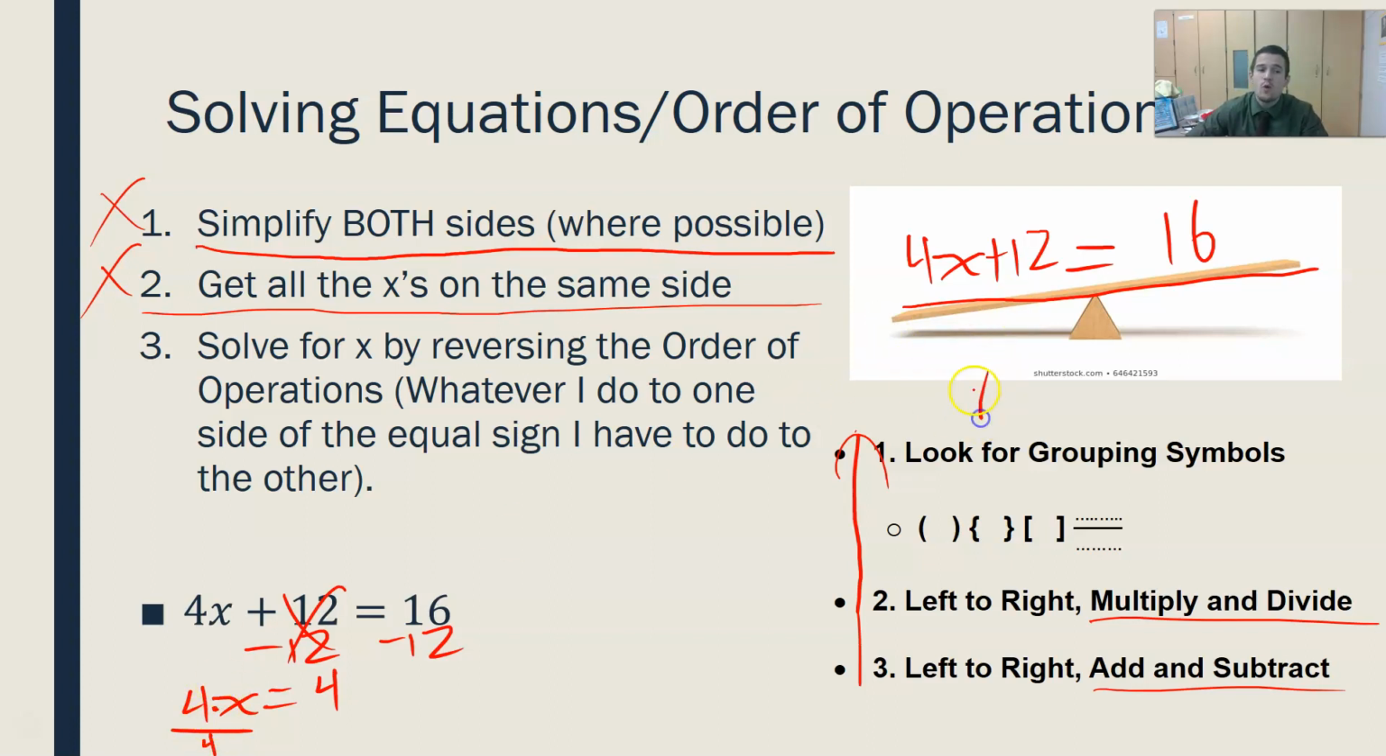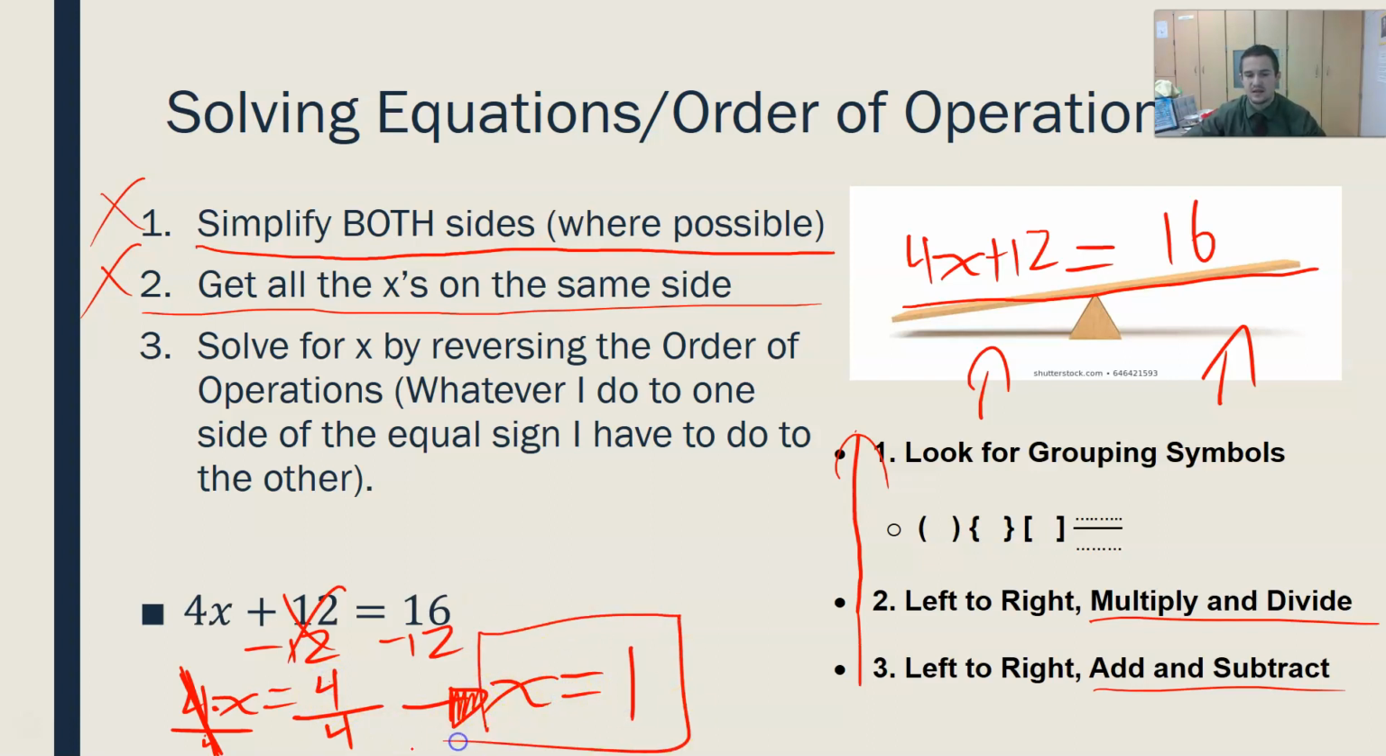Remember, whatever I do to one side of the teeter-totter, whatever I do to one side of the equation, I have to do on the other side, because an equation has to stay balanced. So if I divide by 4 on this side, I have to divide by 4 on the right side as well. Well, 4 divided by 4 cancels out to be 1. So I'm left with x equals, and then 4 divided by 4 is 1. So my answer is x equals 1.